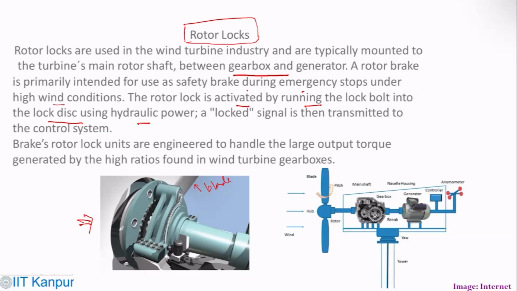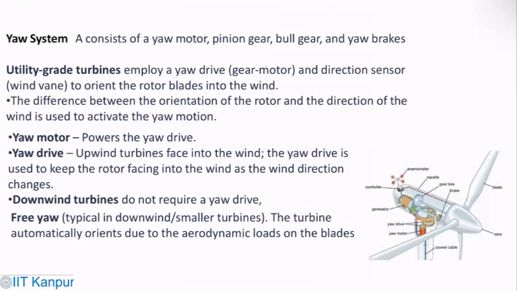The brake and rotor lock units are engineered to handle the large output torque generated by this. If you see this picture, this is where the generator is. So this is where the generator, controller, anemometer, which senses the wind, nacelle housing, main shaft, pitch, and rotor are. And you have your yaw mechanism here. These are all housed on top of the tower.